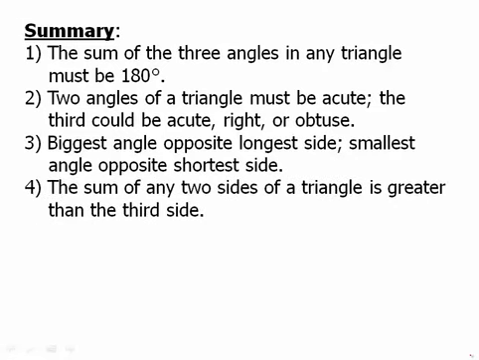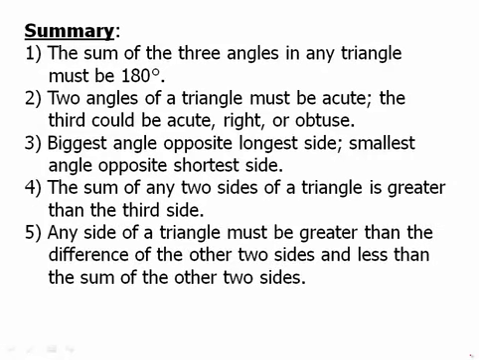The sum of any two sides of a triangle is greater than the third side, true for all triangles. And another way to say that is, any side of a triangle must be greater than the difference of the other two sides and less than the sum of the other two sides. Everything on this summary is true for every triangle on Earth.